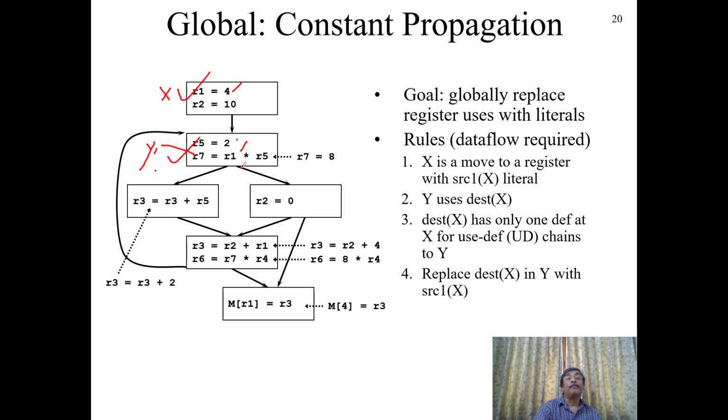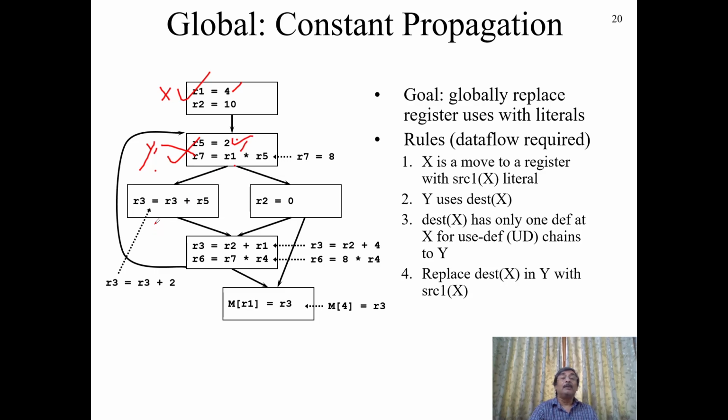And then you can change this R1 to 4, right? So R7 becomes 4 into R5. But what is R5? R5 is again 2. So R7 becomes 8 now.